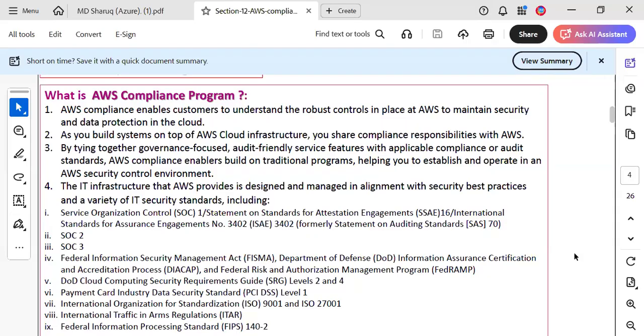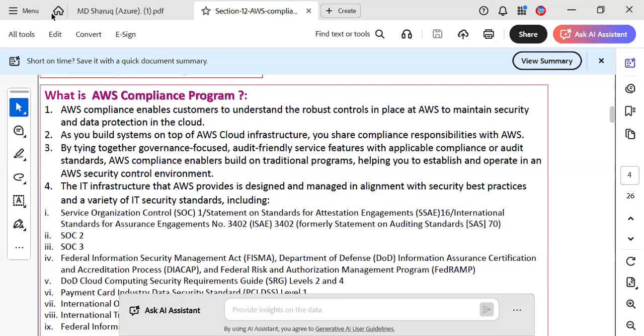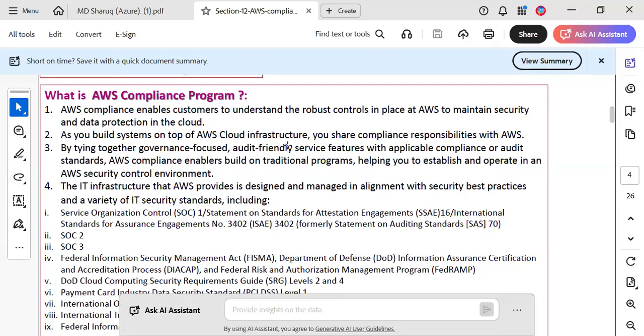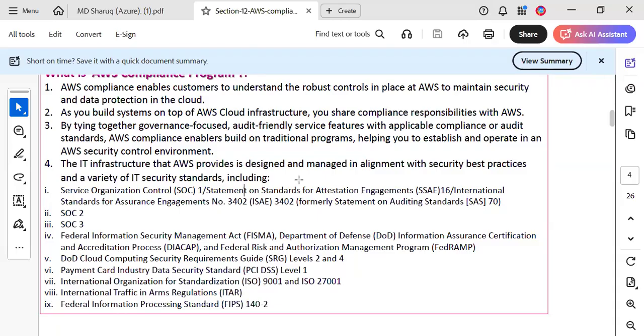So, Payment Card Industry Data Security Standard. What is a payment card? You have credit cards, debit cards, all those payment cards. So International Organization for Standardization, ISO, is there. You know about ISO, right? International Traffic in Arms Regulations, yes, Federal Information Processing Standards. All these standards are only some examples. There are so many compliance standards. Some of them I pulled into this slide for your idea.